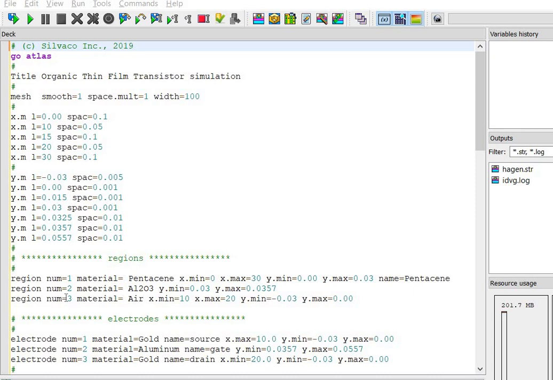Next is the region number 1 with the material pentacene with their positional parameter. Region number 2 with the oxide layer Al2O3 with their positional parameter. Region number 3 is air with their positional parameter.